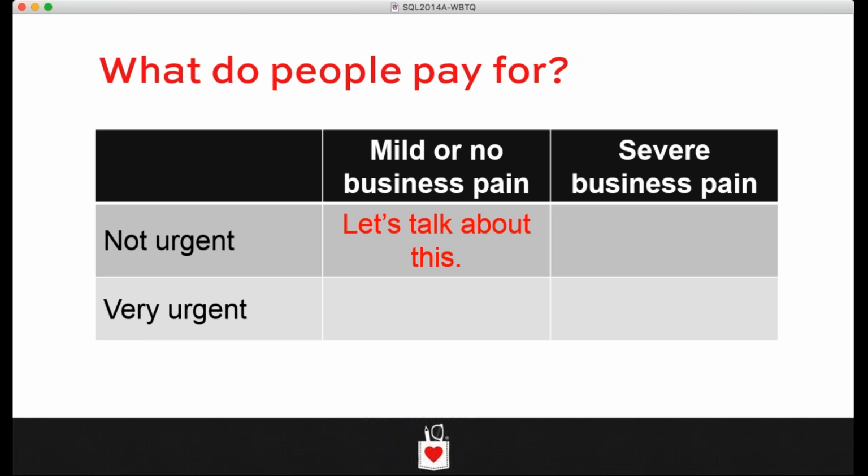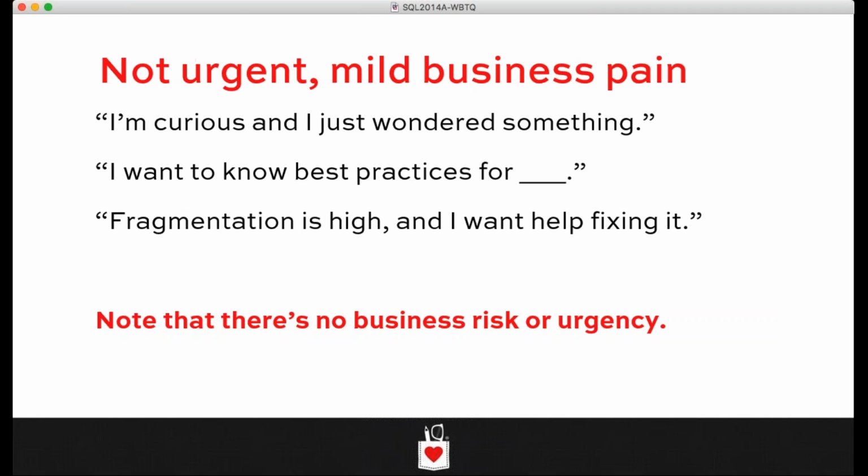So let's talk about the top left one first. Pains that are not urgent and have mild or no business pain involved in them. These are things like, I was wondering if, or I'm building a new thing and I'm thinking maybe, or a pain that hurts me personally, but maybe the end users aren't complaining about it. For example, fragmentation is high and I'm trying to figure out the best way to fix it.